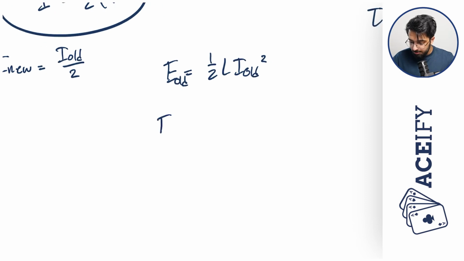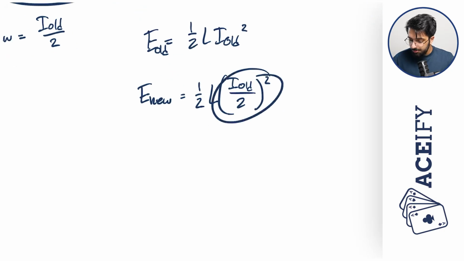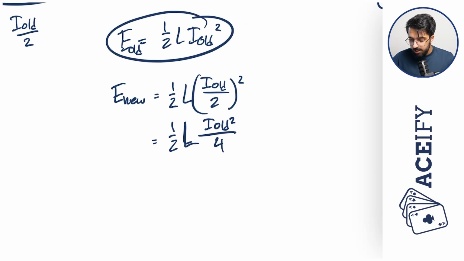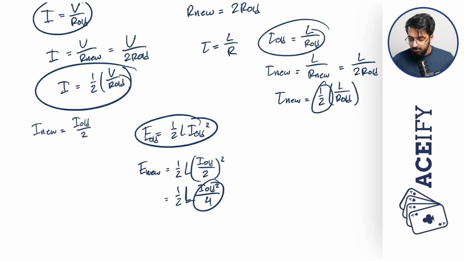our new energy is equal to half times our inductance times our new current squared, which we can rewrite as our old current over 2, squared. If we expand this out, we get half times our inductance times our old current squared all over 4. And so as you can see, the energy stored in our inductor will be 1/4 what it was before. Okay, and so you can write that all in.